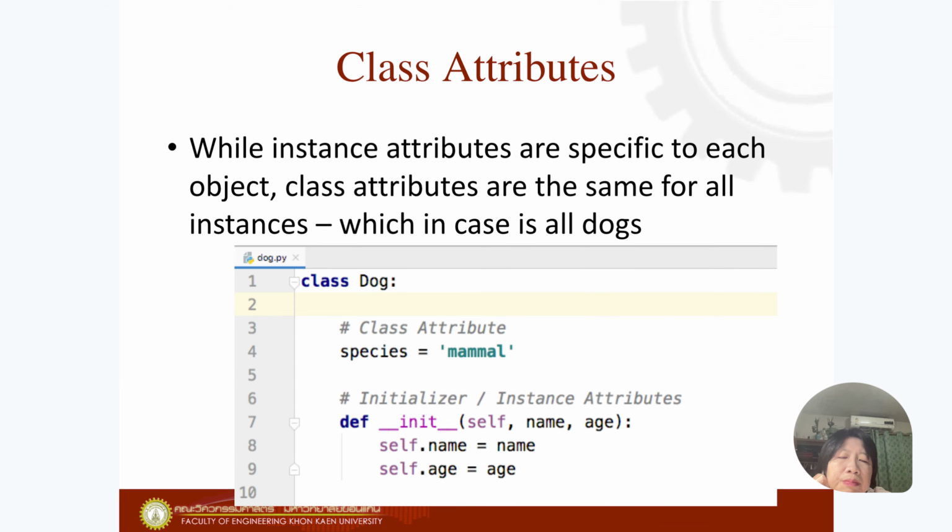Okay. While instance attributes are specific to each object, like here for class Dog we have instance attributes name and age, right? Class attributes are the same for all instances, which in this case is all dogs. So actually, all dogs have species as mammal, right? Observe that when we define a class attribute, it is outside every method in the class. But if it's an instance attribute like name and age, we initialize the value inside the init method. So in this example, name and age are instance attributes, while species is a class attribute.